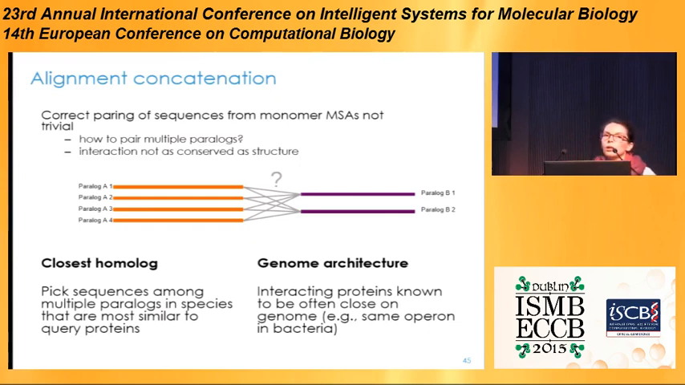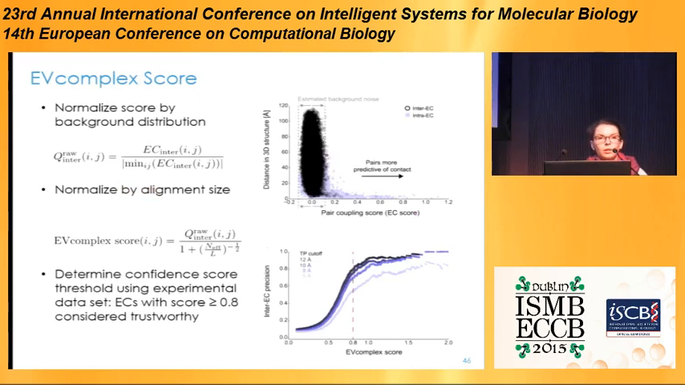We can also look at the genome architecture and say that things on neighboring operons, or even on the same operon, are more likely to interact than those that are very distant in the genome. The second thing that you need if you want to do predictions about proteins and actually compare them is a score to know where to stop, to know when those couplings that we predict are actually true positives or when they are just noise.